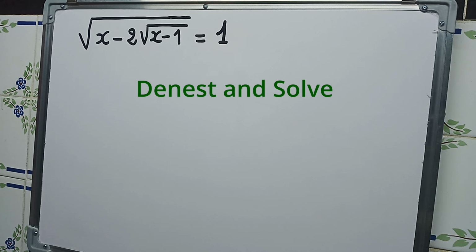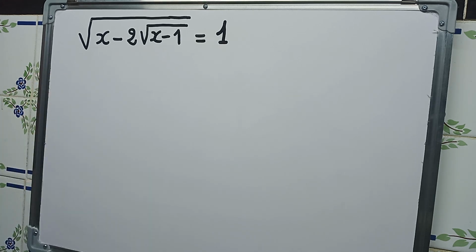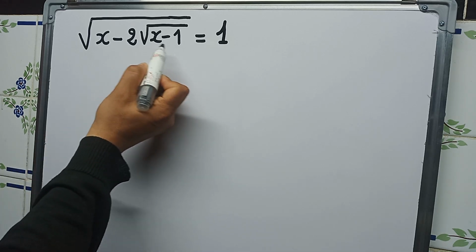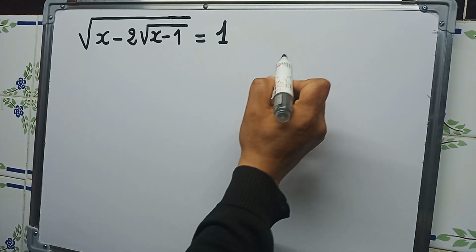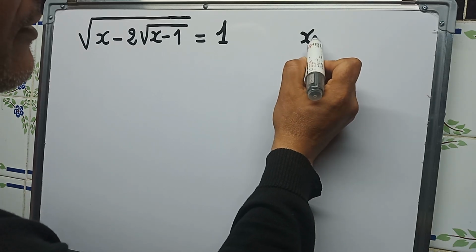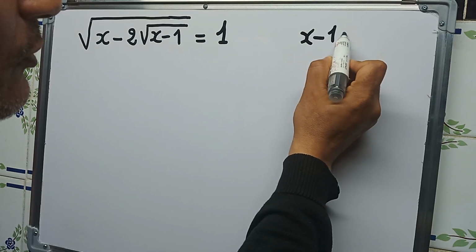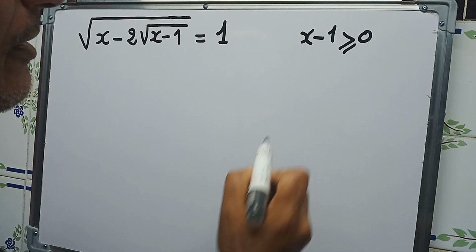In this problem, we will solve this equation for x. And the first thing we will do is we will check the domain of our expression. So the first thing here is we have x minus 1 under the square root. So we must have x minus 1 non-negative number.